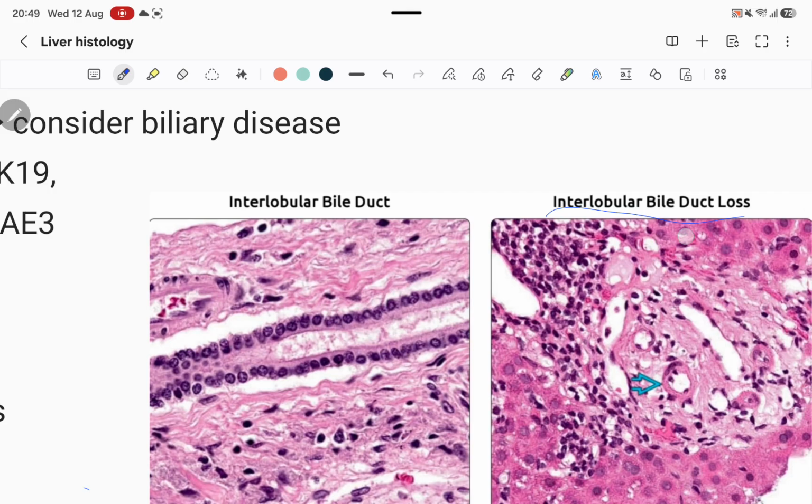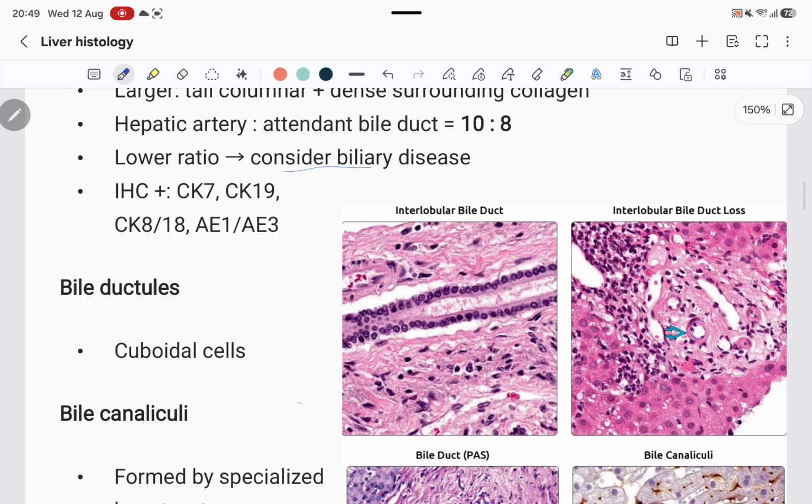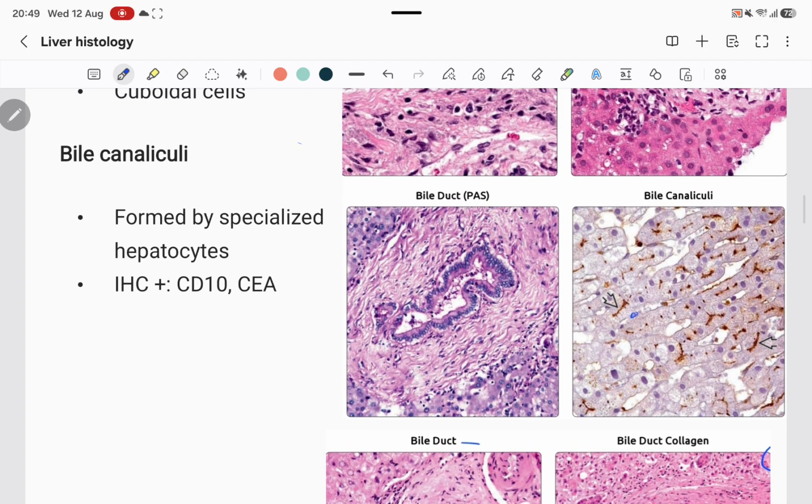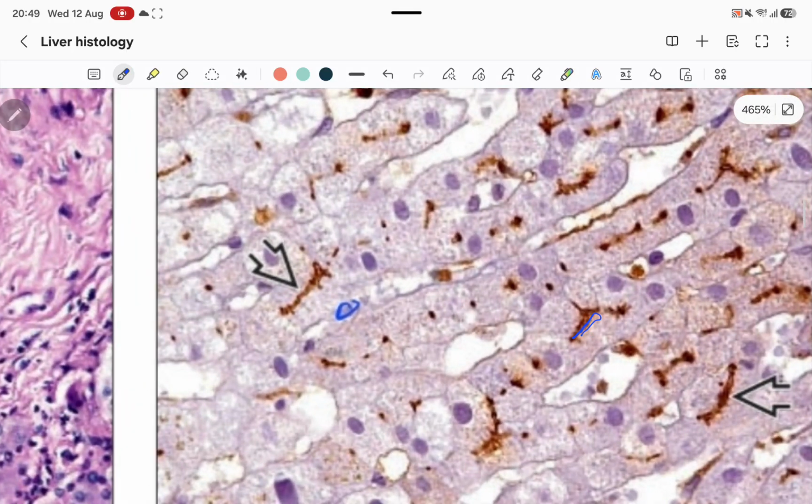Interlobular bile duct loss. Okay, so that makes sense now. So this image is just saying here you've got so many arteries but no ducts, so that's loss, and that's probably a person who has biliary disease. Alright, so canaliculi are made up by specialized cells, specialized hepatocytes, specialized liver cells.